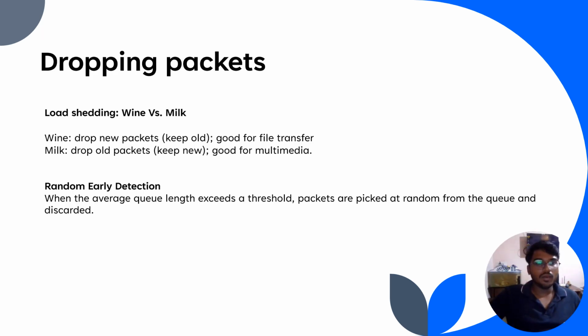dropping packets, load shedding, wine versus milk. Wine: drop new packets, keep old, good for file transfer. Milk: drop old packets, keep new, good for multimedia. Random early detection: when the average queue length exceeds a threshold, packets are picked at random from the queue and discarded. Then moving on to the next slide.